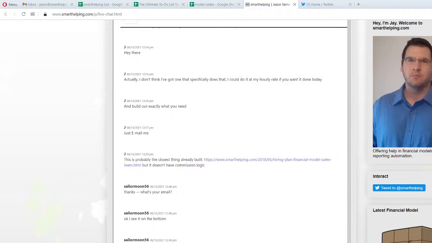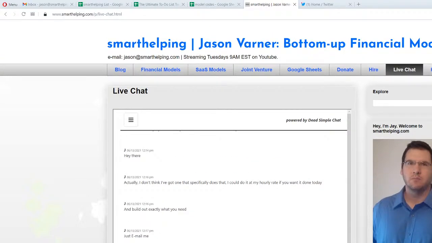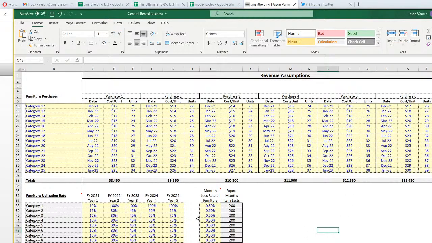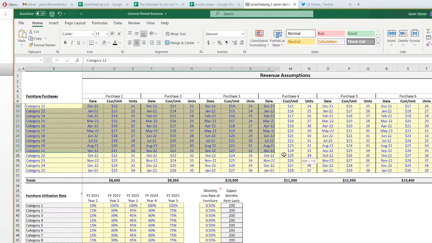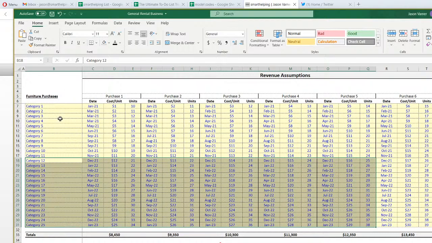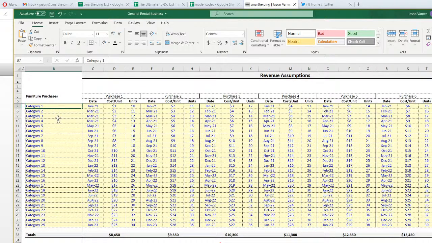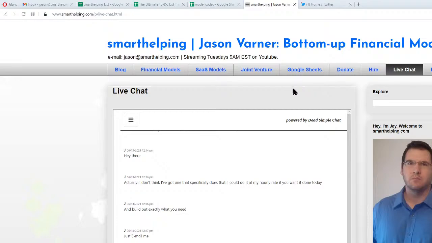A couple administrative things. Today I'm going to hopefully finish the general rental business financial model, which is for essentially any business in the rental space, buying things over time and then renting them out for some amount of money. It could be equipment rental, heavy or light equipment, furniture, party supplies, basically any rentable tangible good. When this is done, I'll probably list it for $45.